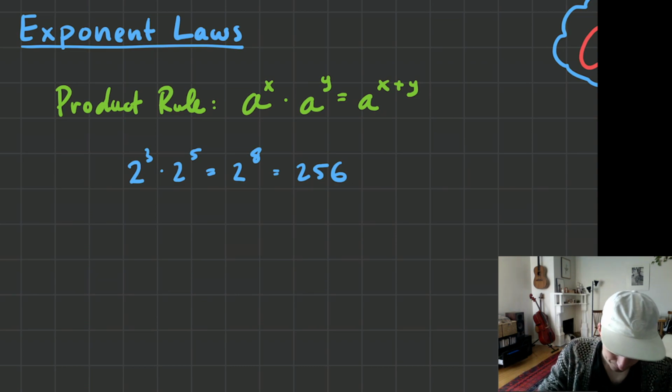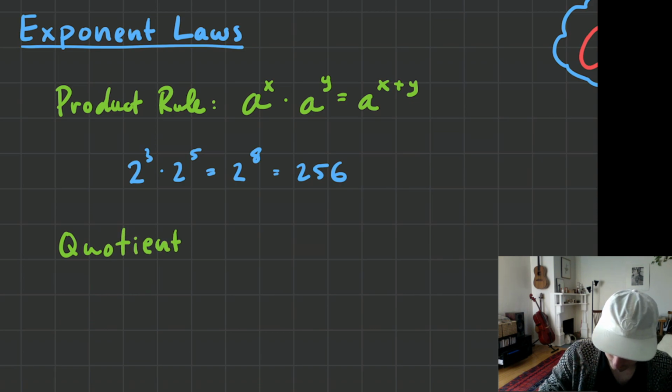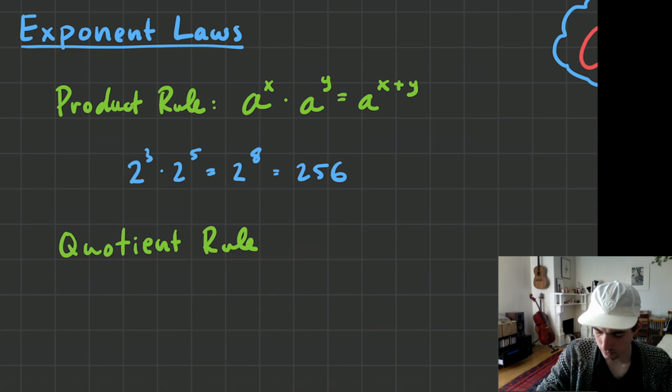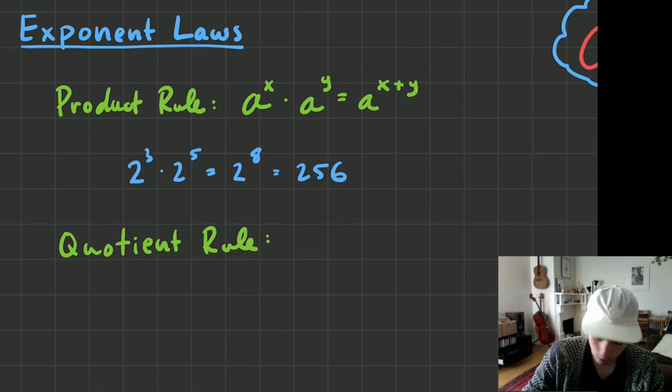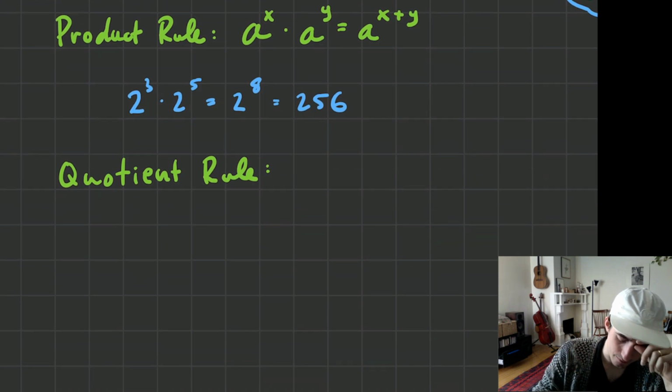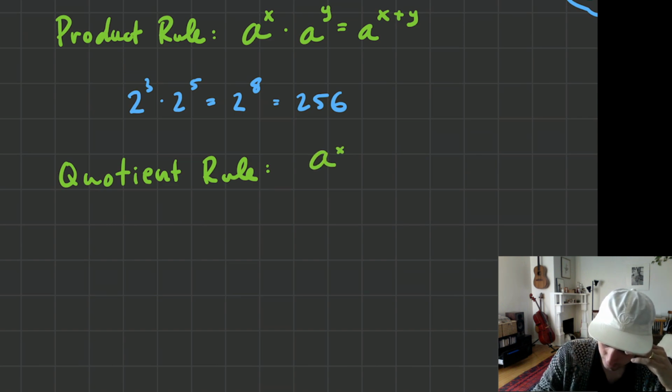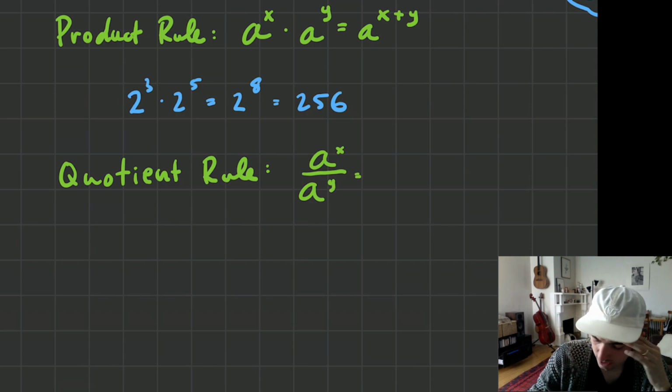Okay, so that's the product rule. The next one is the quotient rule. Very similar. Not quotient, quotient rule. So the quotient rule is where you are dividing two different powers with the same base. That happens when you have a to the power of x divided by a to the power of y, in which case you subtract. So a to the power of x minus y.